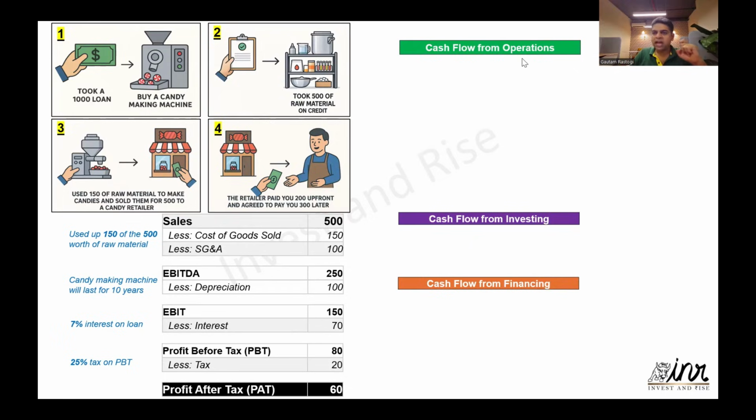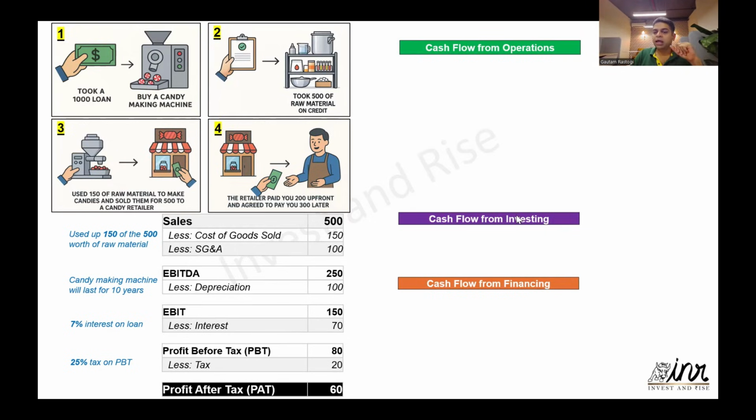So cash flow from operations, okay, this is the cash that you make from your core business operations. अपने धंधे से आप कितना कैश कमा रहे हो, एक्चुअल जो आपके अकाउंट में आ रहा है. Okay, that is cash flow from operations. Of course, we'll get into some more detail using this example.